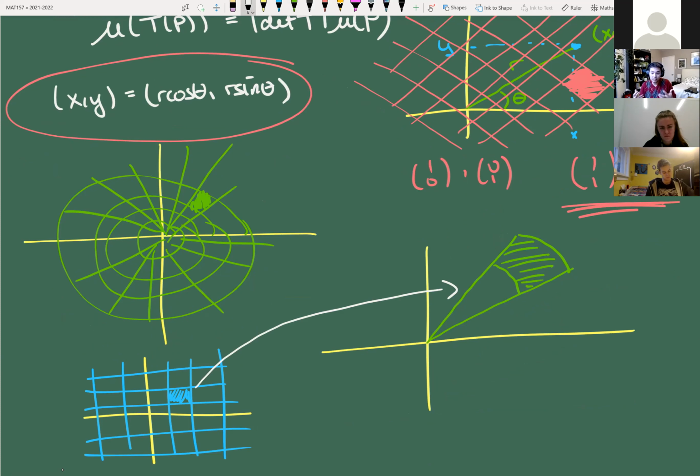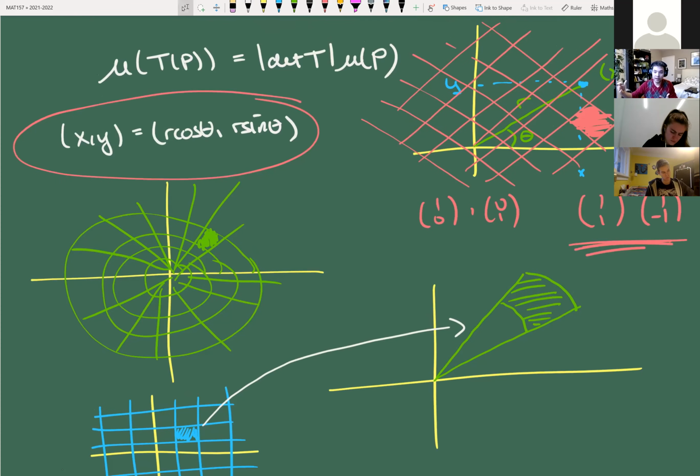And you'll notice that this is also so much worse because the areas change depending on where you are. In the red picture in the top right-hand corner, all those parallelograms are the same area. If I draw the integer lattice, all those parallelograms have the same area. But for polar coordinates, it depends on how far away you are radially. Because if I take this rectangle, it's definitely a different size.